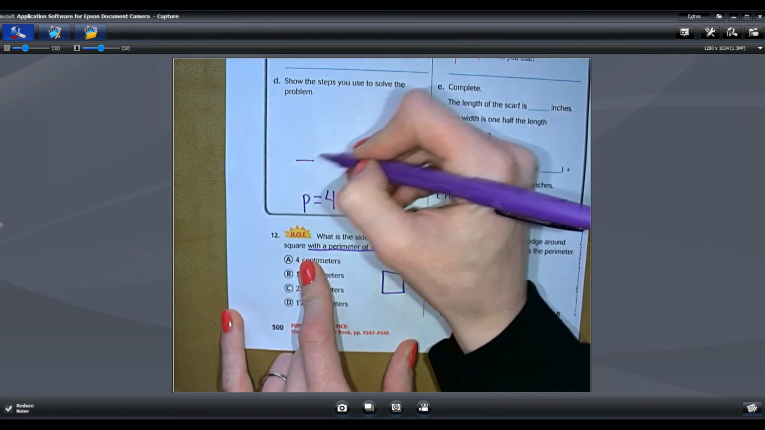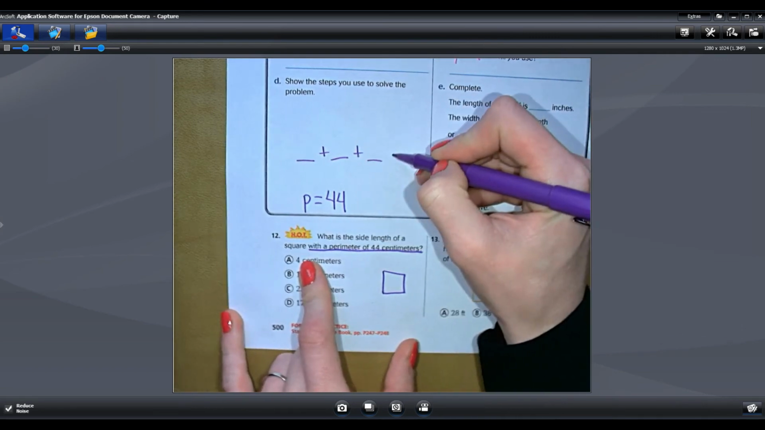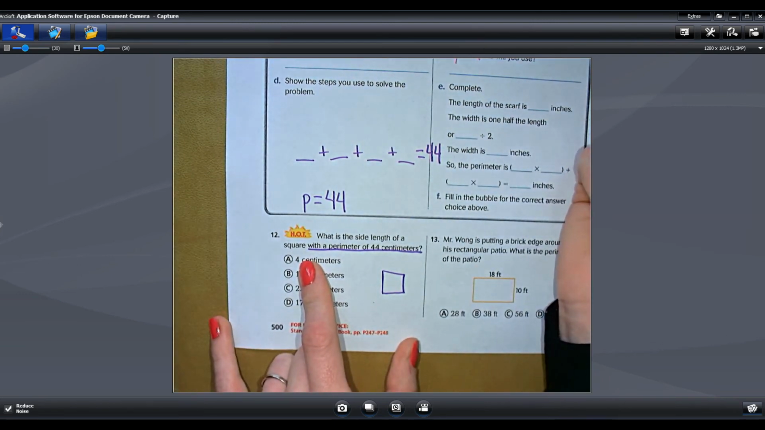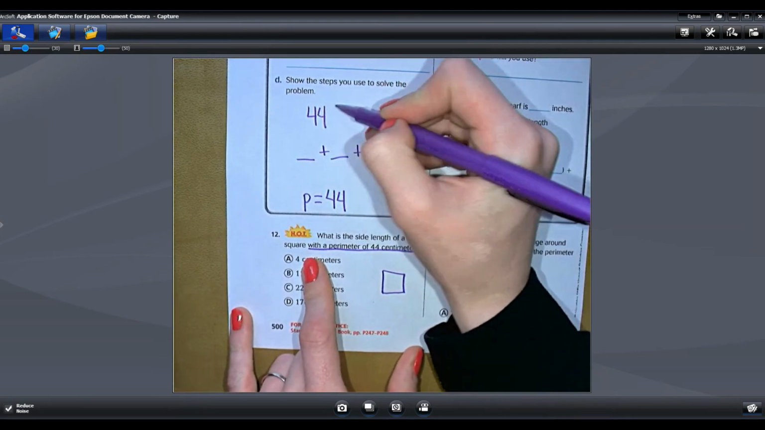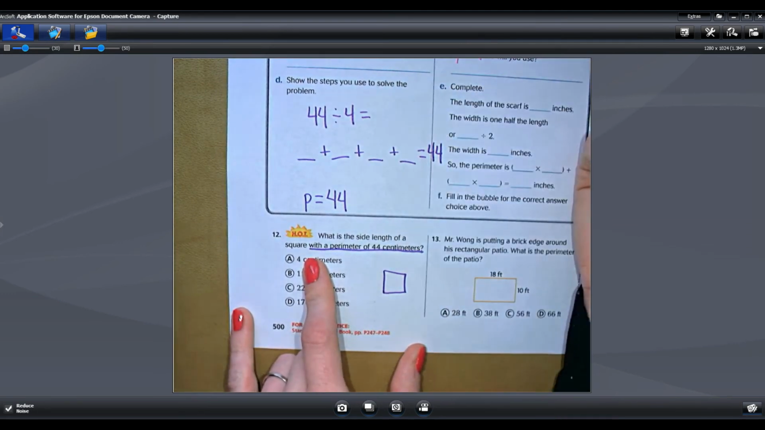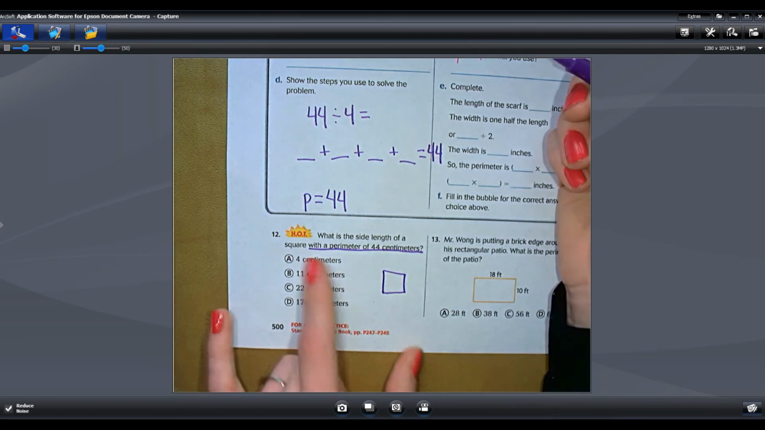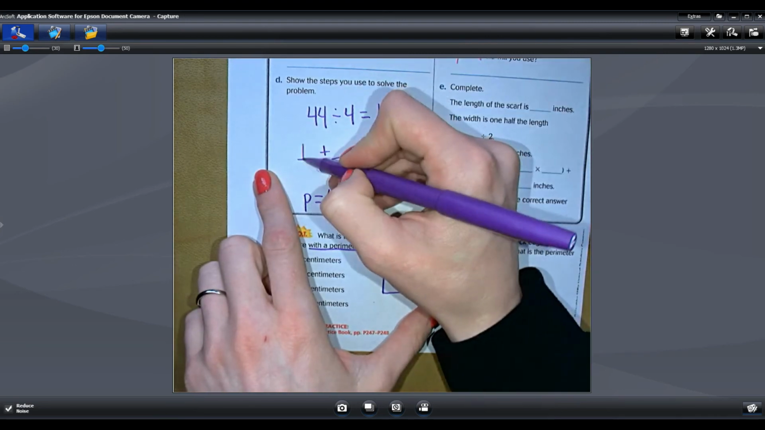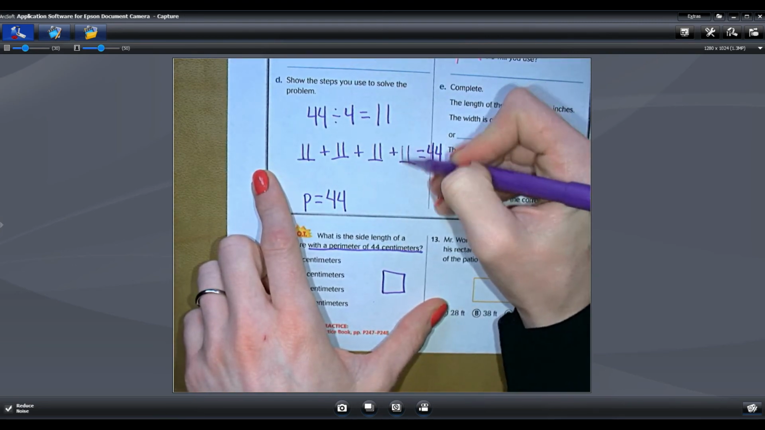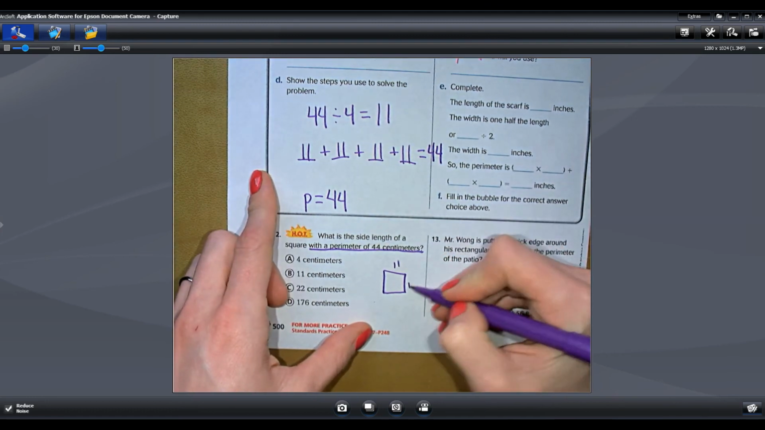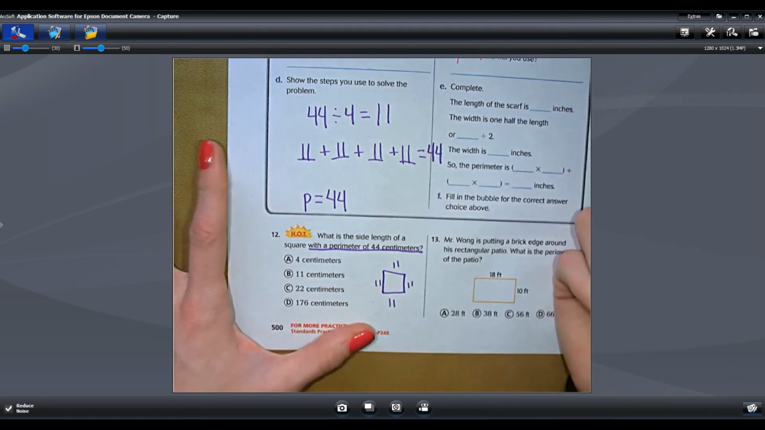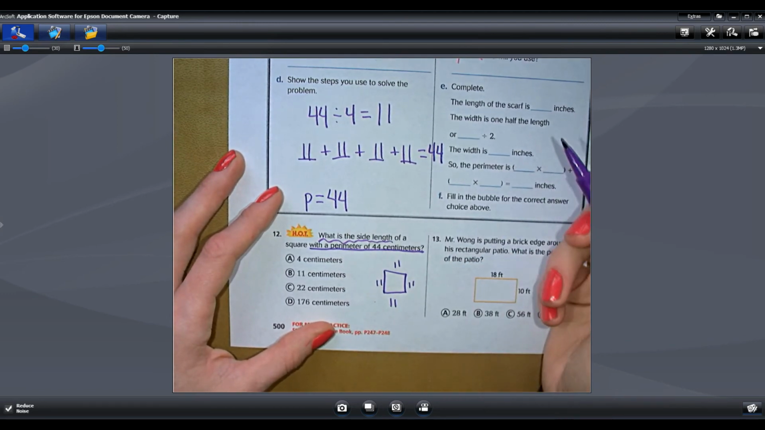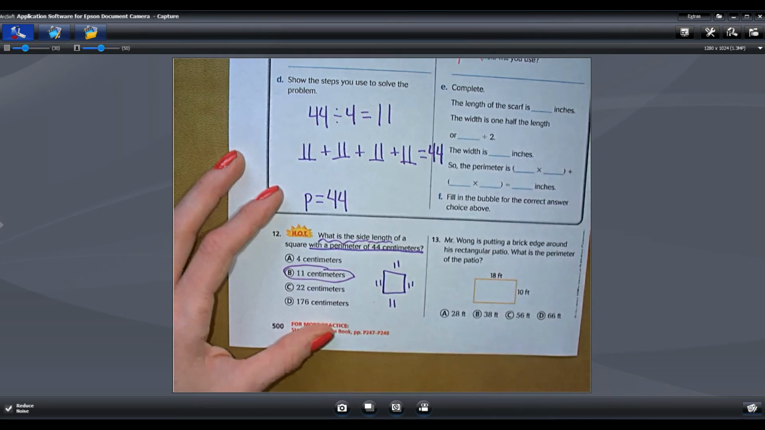Okay, so something plus something plus something plus something equals 44. What would that be? They all have to be the same because it's a square. I can take 44 divided by 4. What's 40 divided by 4 would be 10. 44 divided by 4 would be 11. So all of these sides have to be 11, 11, 11, 11, right? Every side has to be 11 for the perimeter to be 44 if it's a square. So it asks, what is the side length? The side length is 11. Okay.